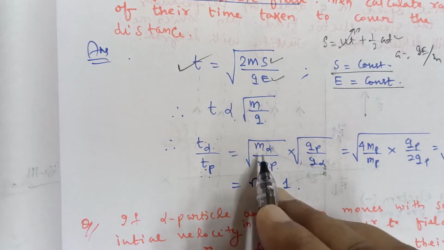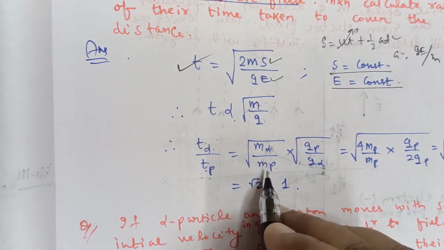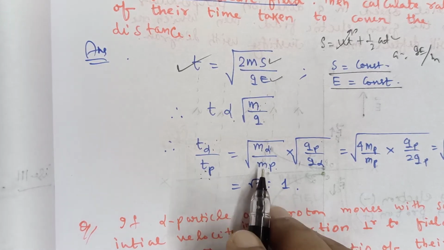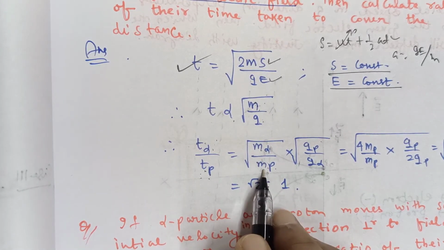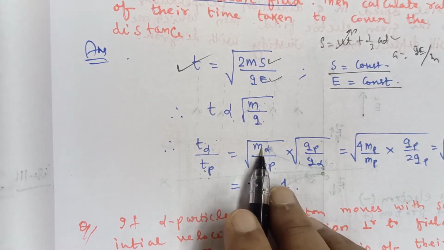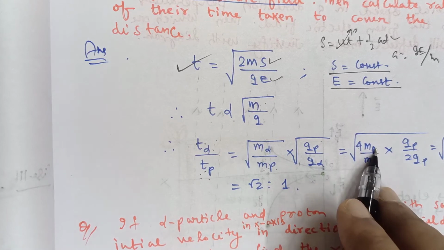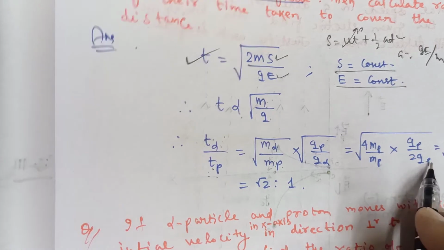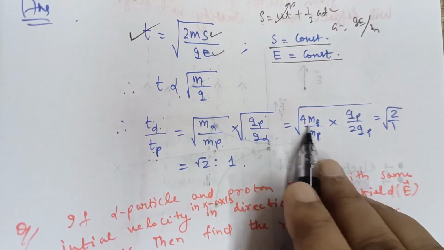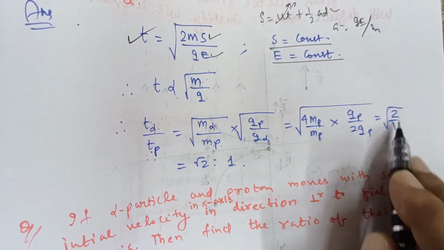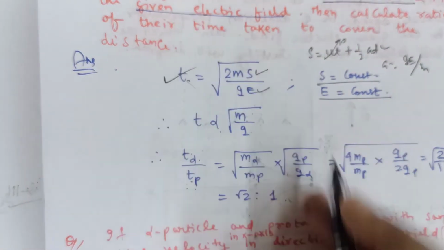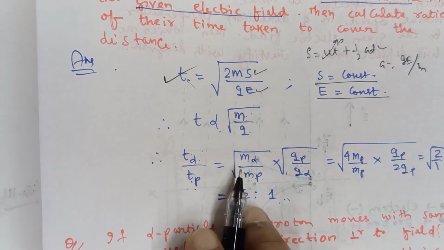Now compare just what is the relation between the mass of the alpha particle and the mass of the proton. Every time you will face this situation, so you have to remember the relation between the mass of the alpha particle and the mass of the proton. In every problem you will face this situation. You should remember the mass of the alpha particle is 4 times the mass of the proton, and the charge of the alpha particle is 2 times the charge of the proton. So you just put the values: here it is 4 and here it is 1 by 2, that is 2, root 2 is 2, 1. So this can be solved using this formula, and you only need the idea of the relation between the mass and charge of the alpha particle and the proton.